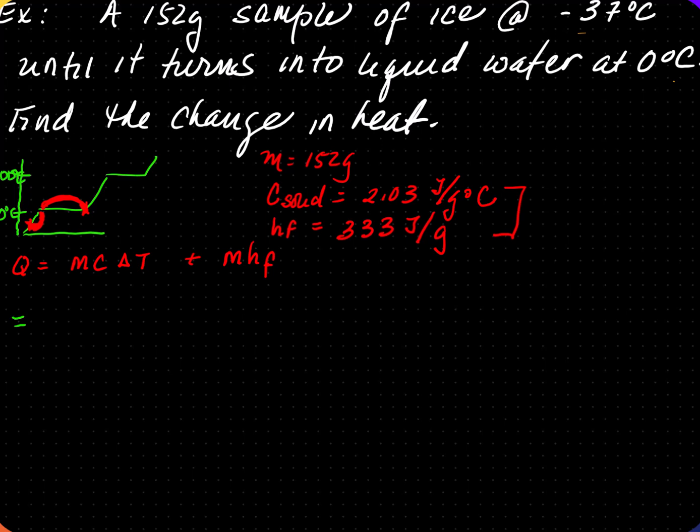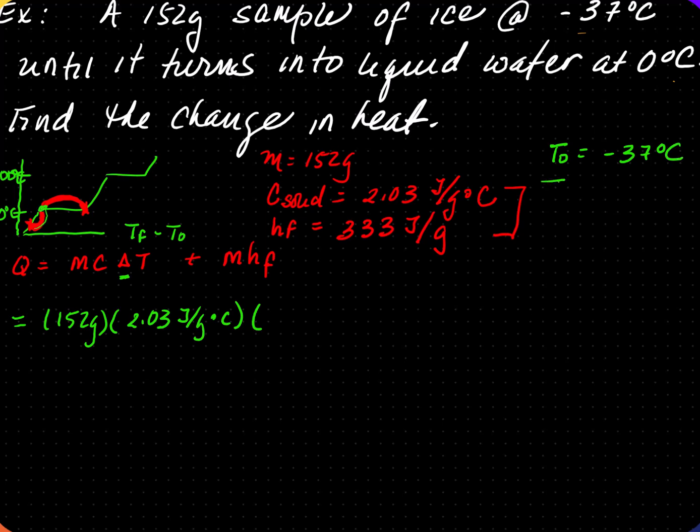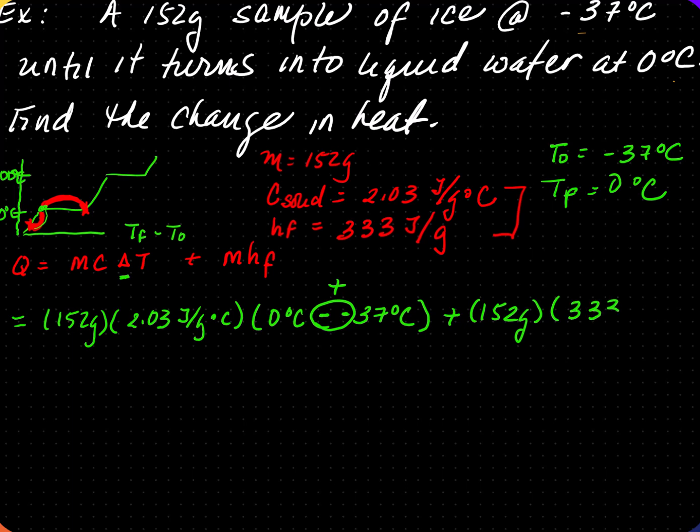Now we're going to plug in. So the mass is 152 grams. C, solid ice here, is 2.03 joules per gram degrees Celsius. Temperature change. Remember, triangle means final minus initial. The initial temperature, we started at negative 37 degrees Celsius, and ended at 0, so T final has to equal 0 degrees Celsius. So this is going to be 0 degrees Celsius minus a minus 37. A minus and a minus becomes a plus. Plus mHF, the mass of the ice is still the same, 152. Heat of fusion is 333 joules per gram.